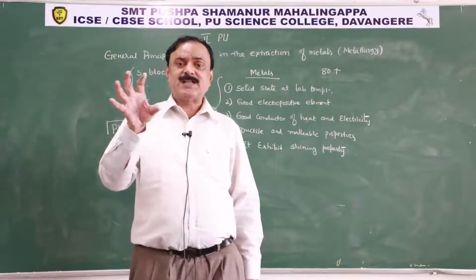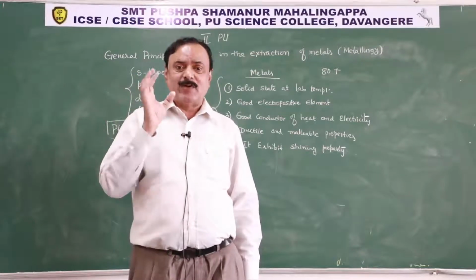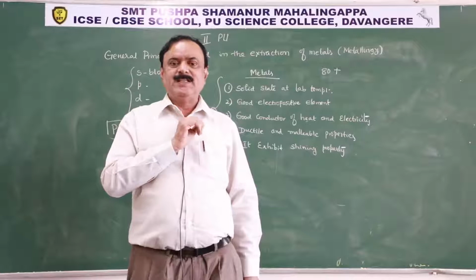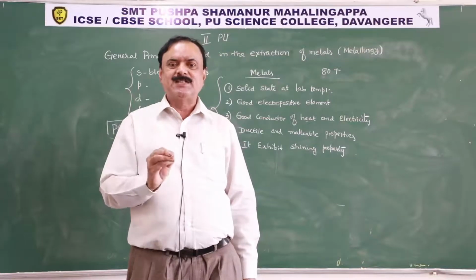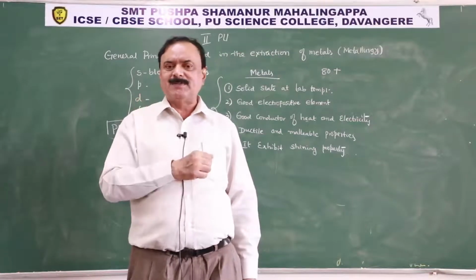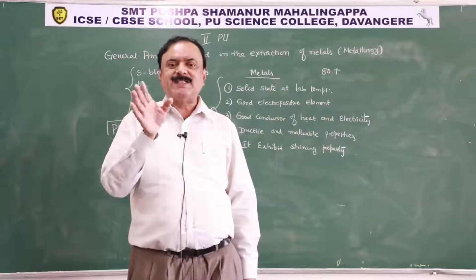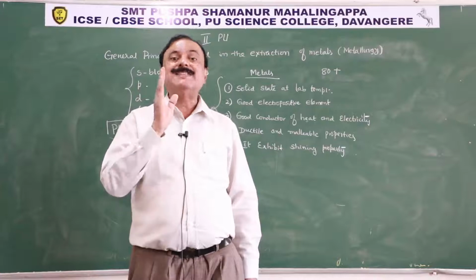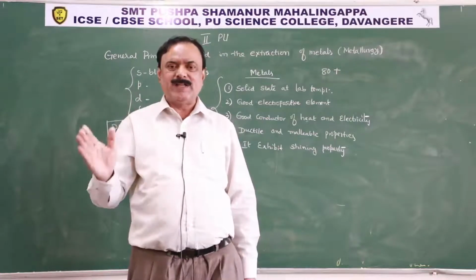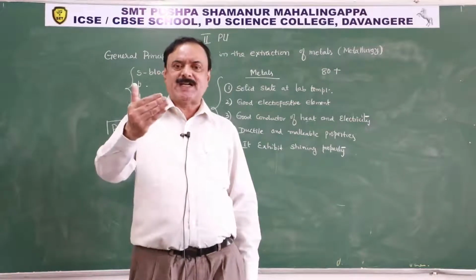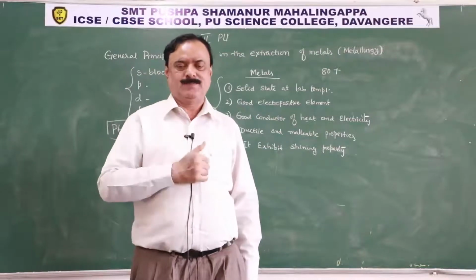Therefore, these are the occurrences of these elements, and these metals are found in seawater. Therefore, the major source of sodium and the major source of potassium is seawater. That is why we can isolate, we can separate, sodium from sodium chloride, seawater or brine solution.